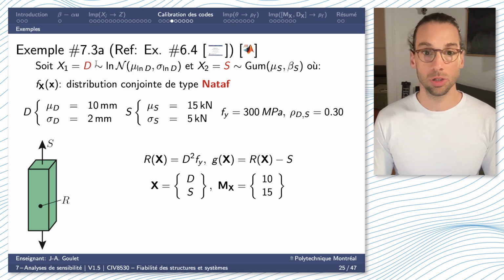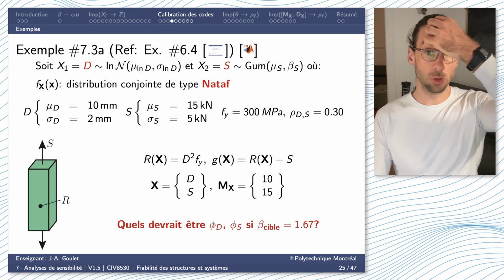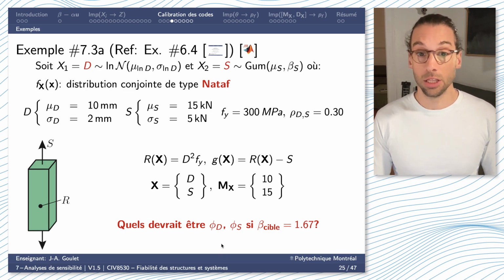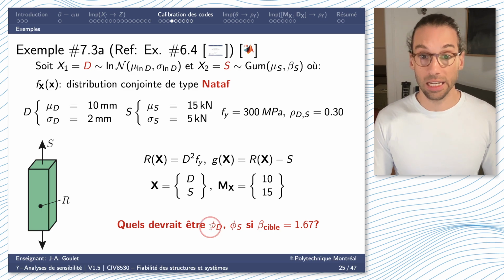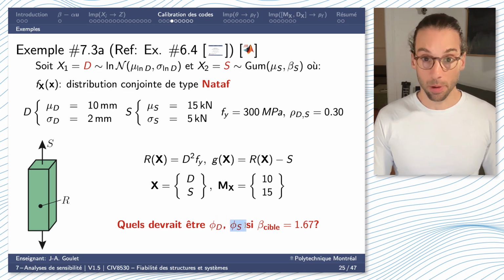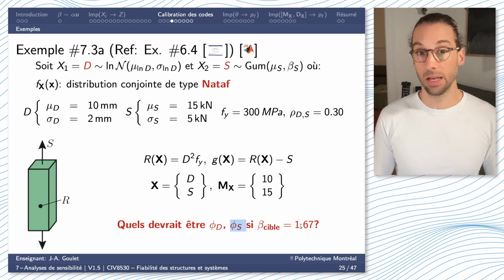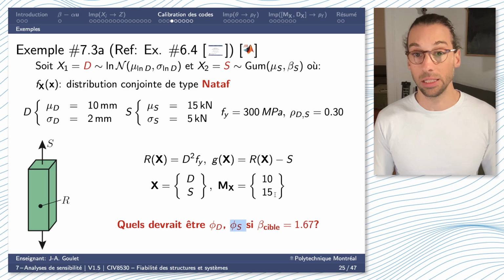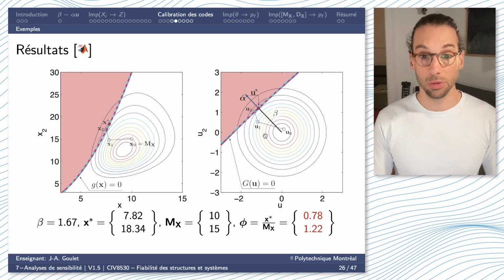So if we look at this through the same example that we've seen before, we have two variables, the dimension of my bar and the solicitation, with a joint distribution with some correlation. The question we want to answer is what should have been the factors phi d and phi s that should weight down the dimension and weight up the solicitation, if we want to meet a target reliability of 1.67. This is the reliability index we have already obtained from this problem, in the previous module.